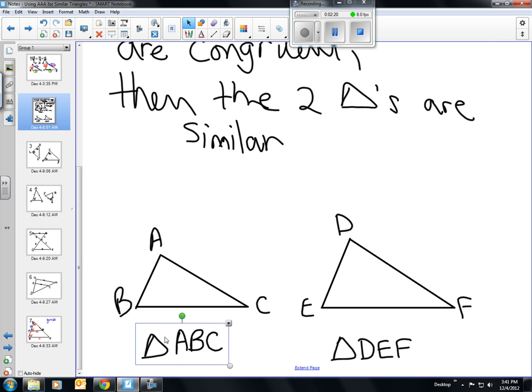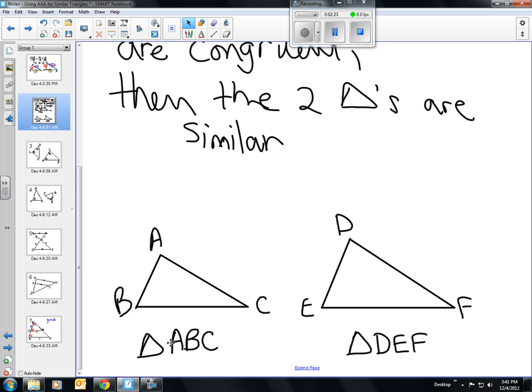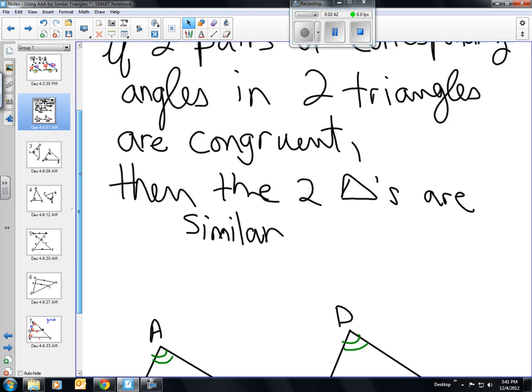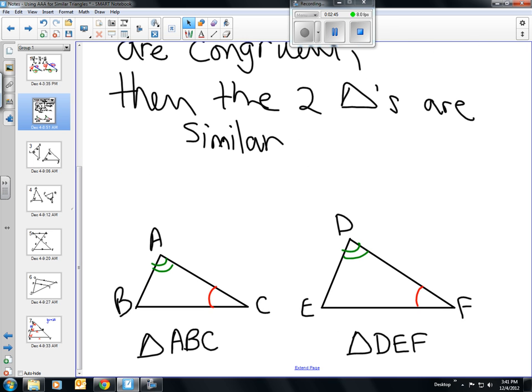Here we have triangle ABC and triangle DEF. Let's suppose we knew that angle C was congruent to angle F, and that angle D was congruent to angle B. By the angle-angle similarity theorem, since angle C is congruent to angle F and angle D is congruent to angle B, we could say that these two triangles are similar. Really that's all we're looking for, to see if there are two pairs of corresponding or congruent angles.